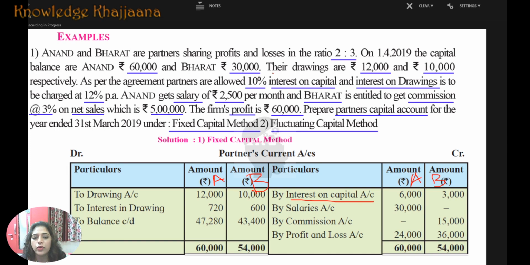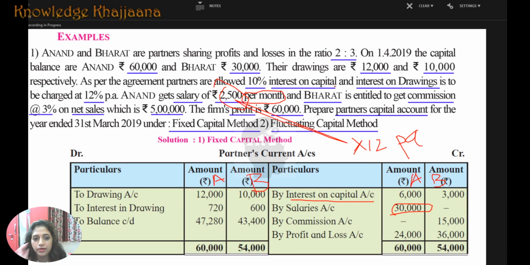Bharat. Okay. Now, next, Anand gets a salary of rupees 2,500 per month. So salary is given to Anand only. If 2,500 is for 1 month, then for 12 months it is 30,000. So we have to multiply 2,500 into 12 because it is per annum. And for what period do we make the current account? For the entire year. So he got a salary of 30,000.